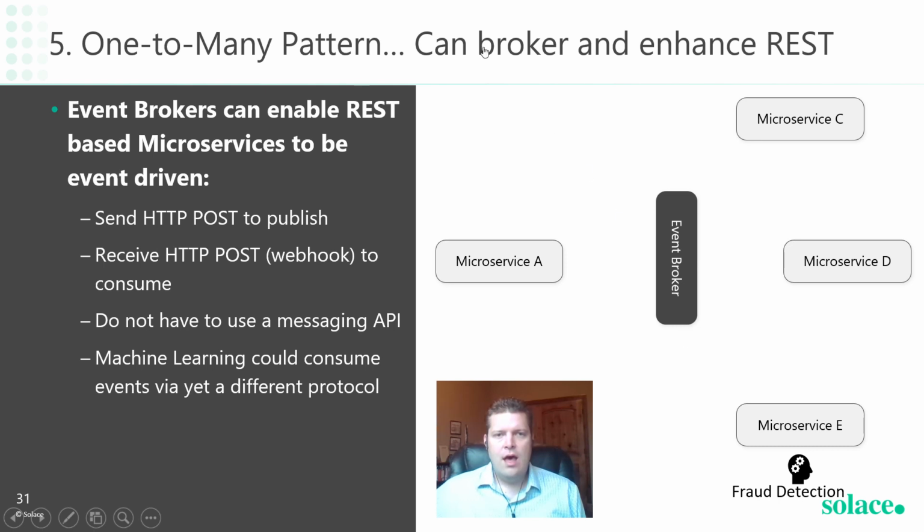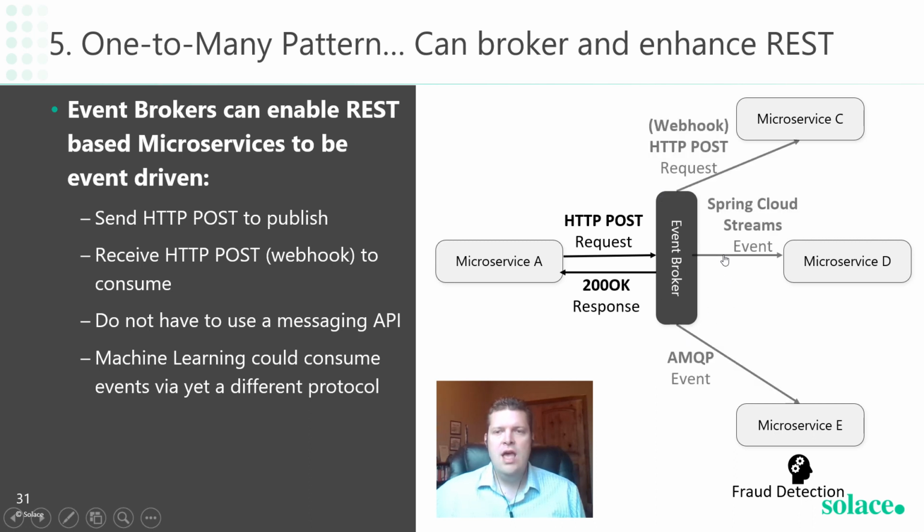Ultimately, you can even use this kind of pattern with something that isn't just a messaging API. Let's say you have a microservice and he knows how to do HTTP posts. Well, he could post his request, get a 200 OK response, meaning that the event broker received the message, and then be able to basically do webhooks, again, Spring Cloud Streams, AMQP, whatever you want. My point here is that you can use HTTP and still be asynchronous, and the key enabling thing for that is the event broker.